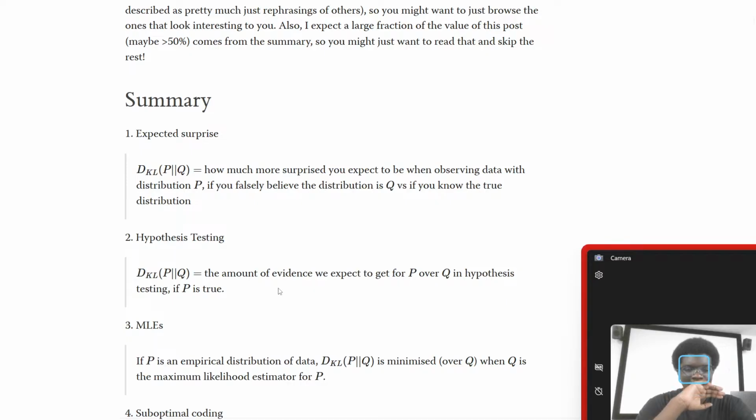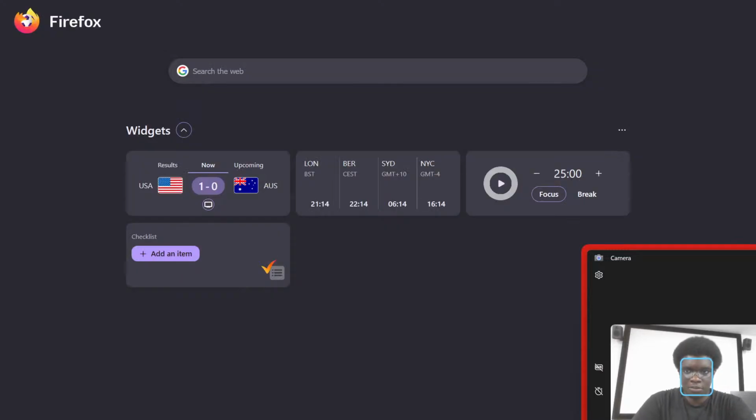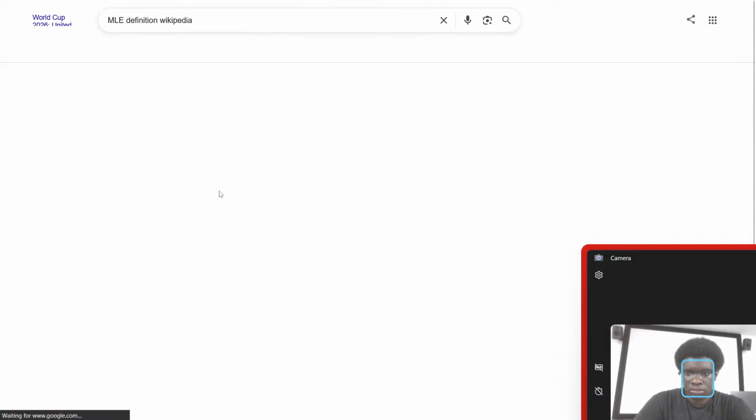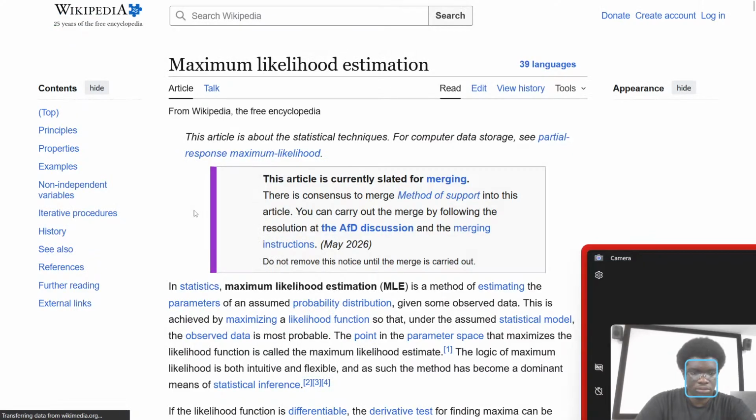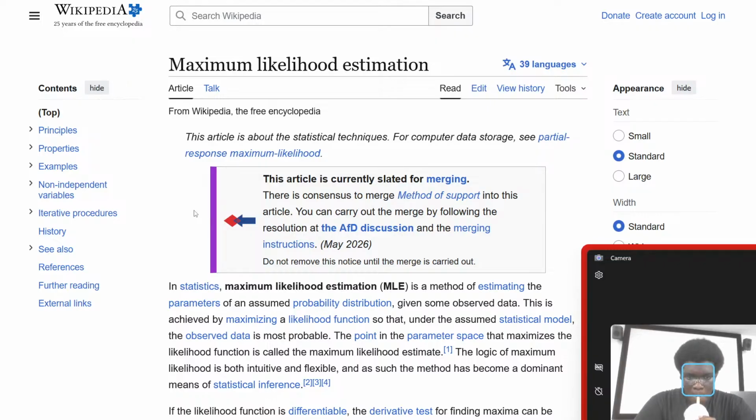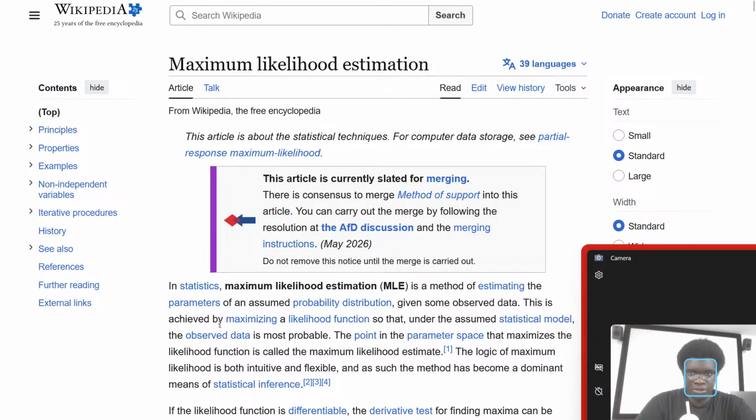I feel like I should know this, but I actually don't, so it's time to look it up. Okay, so it's telling you the maximum likelihood estimator will, given some observations, tell you what the most likely parameters for your distribution are.